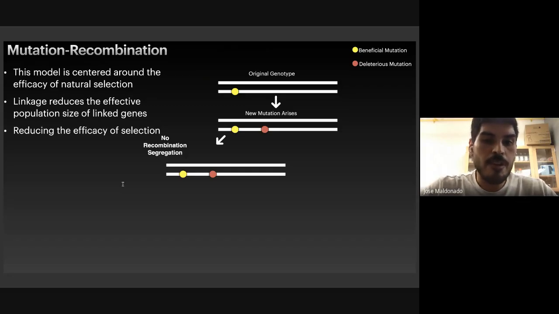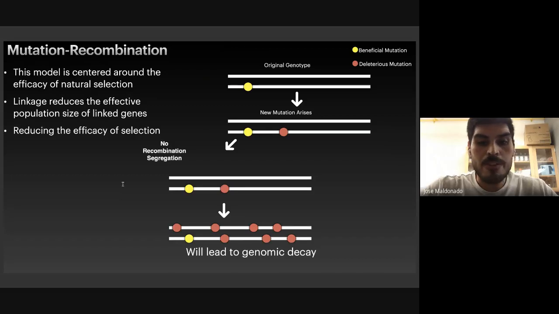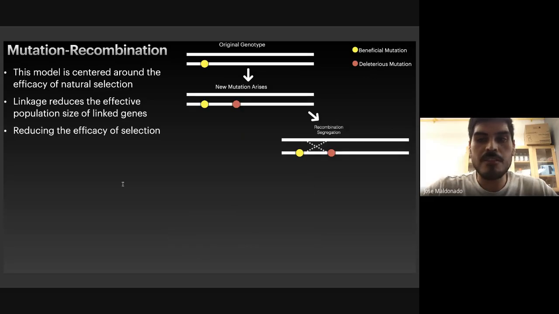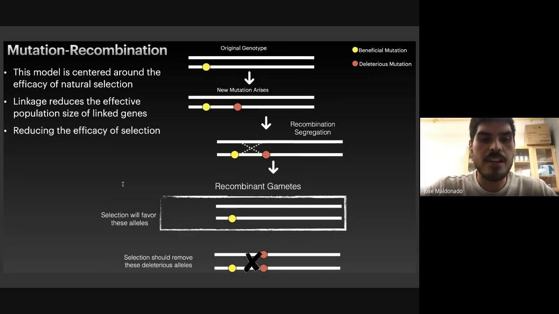And after several generations, you're going to have a genome full of mutations, which will cause genomic decay, a reduction in fitness, and eventually the asexual population should go extinct. Now, the opposite happens when you have a sexual population in which sex increases the effective population size of these genes, which strengthens selection. And then selection should be able to come in and select for these favorable alleles, but against the deleterious ones. And thus, only sex is able to create a new genome that has fewer mutations than the previous generation.